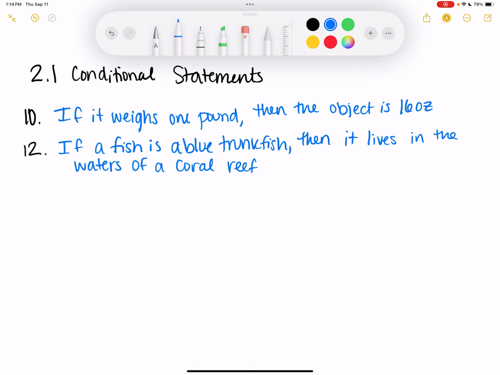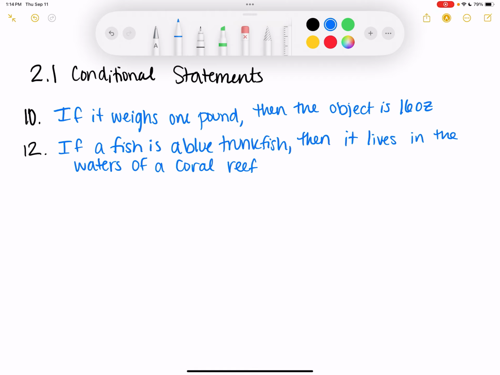Now, would the reverse of this be true if I had said, if a fish lives in the waters of a coral reef, then it is a blue trunk fish? No, right? Because, what is it? Like Nemo, right? He lives in coral reefs, right? At least I think that's what that movie told me. So this wouldn't be a true statement if I reversed it, right? But I know that blue trunk fish live in a coral reef. So to an extent, while sometimes we can write them another way, we also need to think about, does it make sense to write them the other way? Okay, which we'll get into more of that in a minute as well.